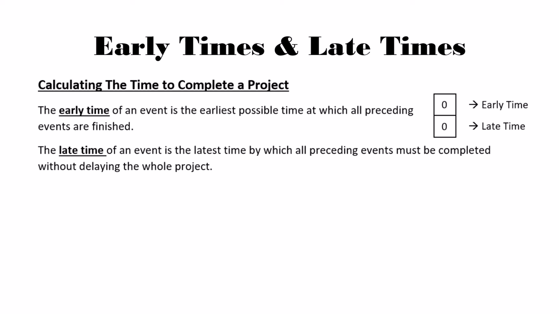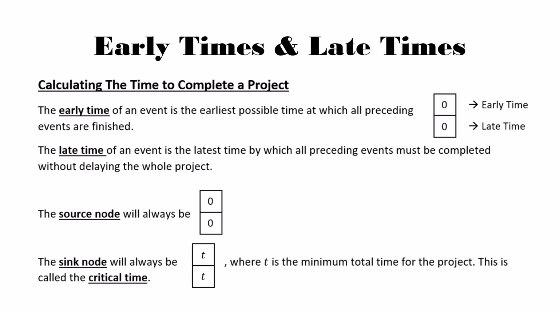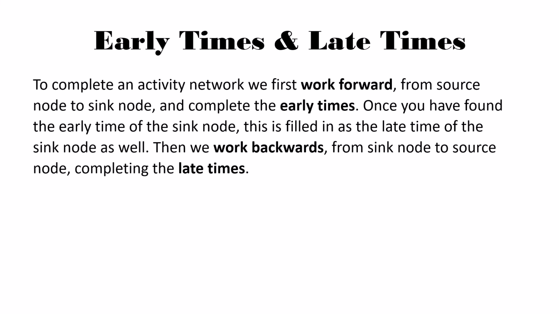Once you get into the swing of this, it is an absolutely lovely question. Our source node, which if you remember is at the start, will always be 0, 0, and the sink node will always be T, T, where T is the minimum total time for the project. This time is called the critical time. This is really important because we're going to calculate T once, and then you have to be aware that it's filled in a second time.